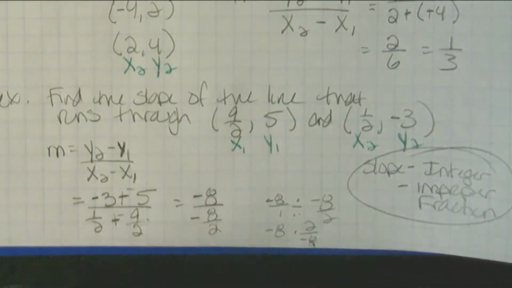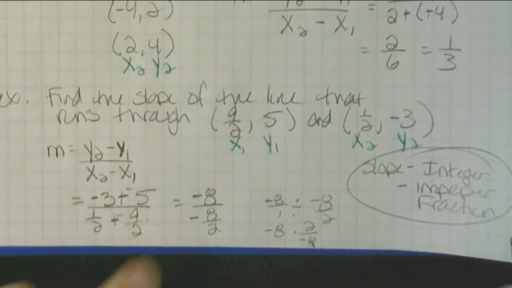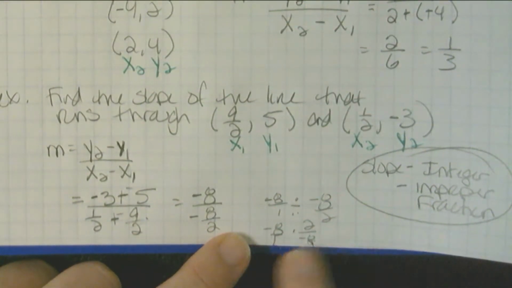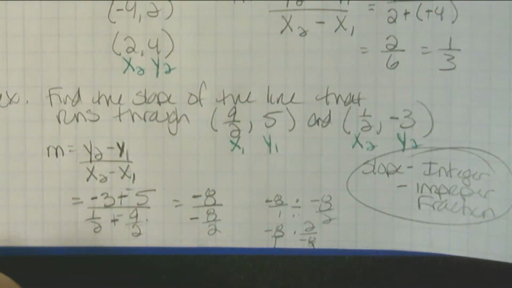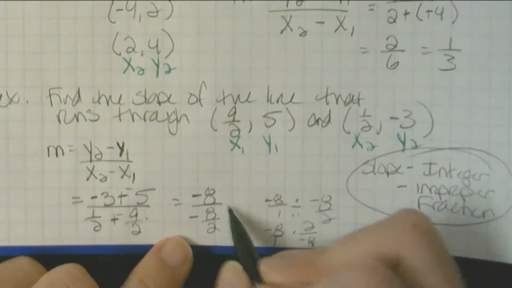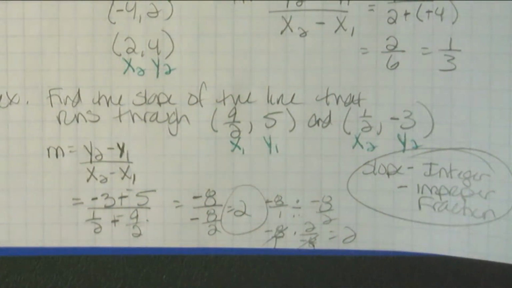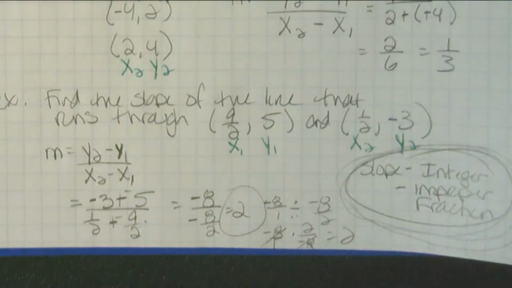So what is my actual slope here then? If I multiply -8 times 2/8, what do I get? Rita? No, I don't get -4. If I have -8/1 times 2/8, divide out common factors, you guys, come on. What do I get as my slope, Ryan? 2. This equals 2. Because these divide out and I get a 2. So my slope here is 2. So when we're doing slope, you want either an integer or an improper fraction as your slope. So that one was kind of funky looking, wasn't it?